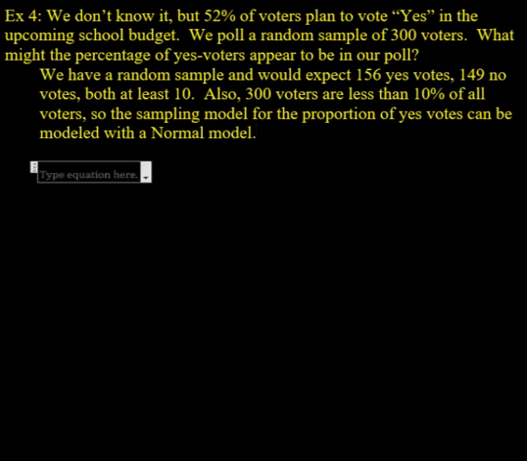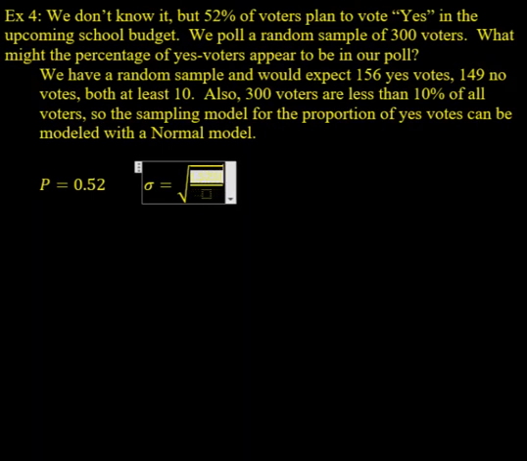Okay, p equals 0.52, that's a proportion. np, the expected value. Sigma will equal the square root of 0.52 times 0.48 divided by our sample size, 300. So the probability of success times the probability of failure divided by the sample size, which equals 0.0288.